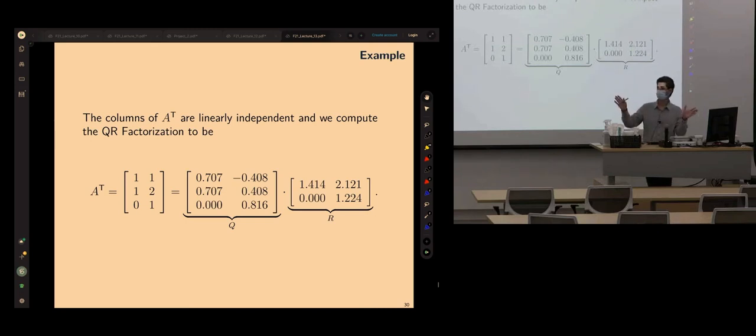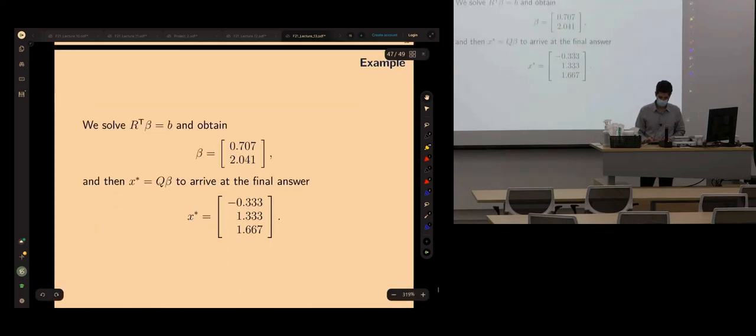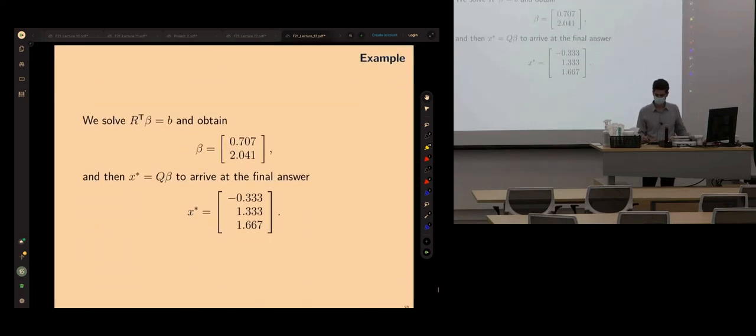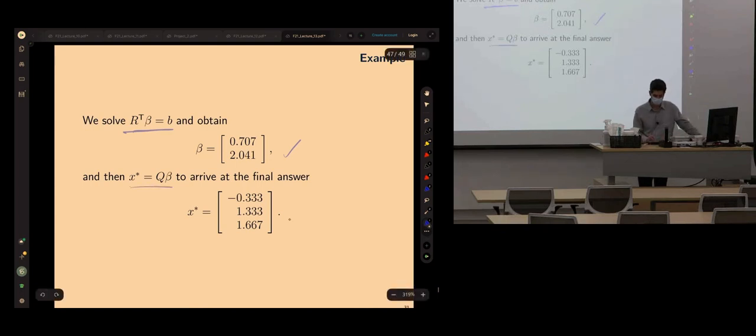Now, your algorithm doesn't care if you pass A or A transpose, right? A transpose is just another matrix for your algorithm, as long as the columns are linearly independent. So nothing has changed in your program. So A transpose is QR. Let's do the forward substitution to find beta. We get it. And then your minimum norm solution will be Q times beta. And that's the solution here.